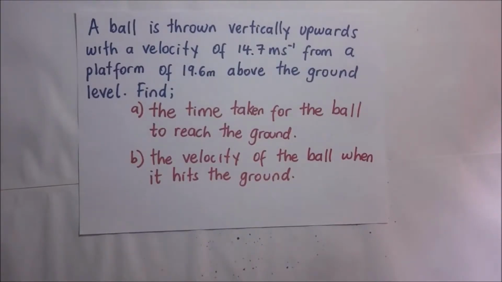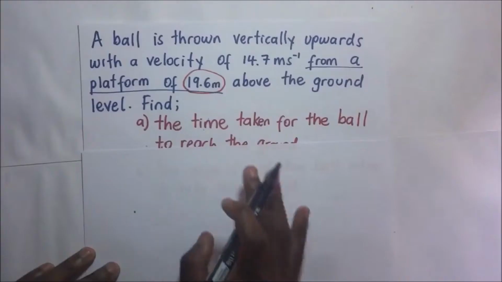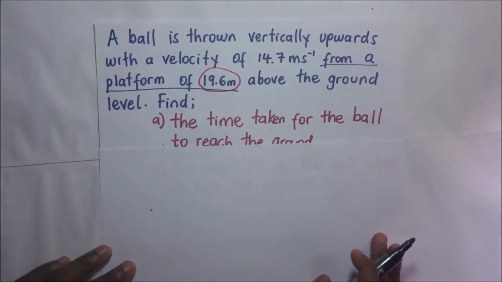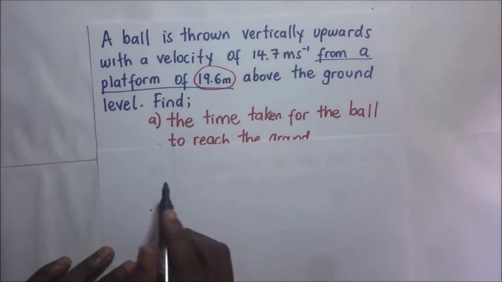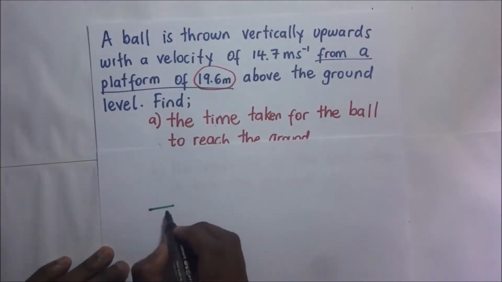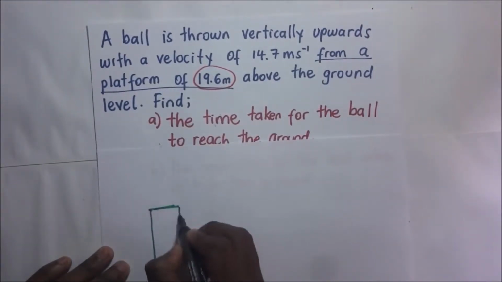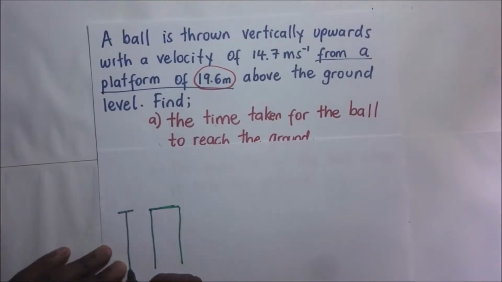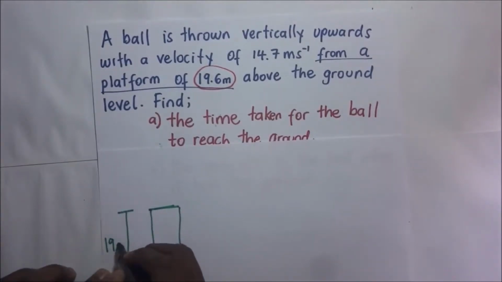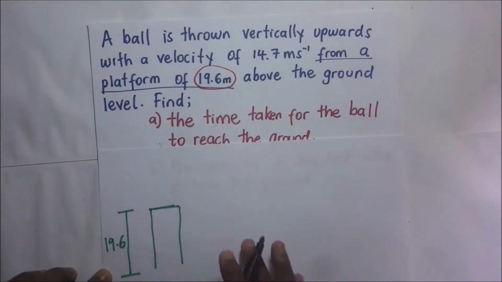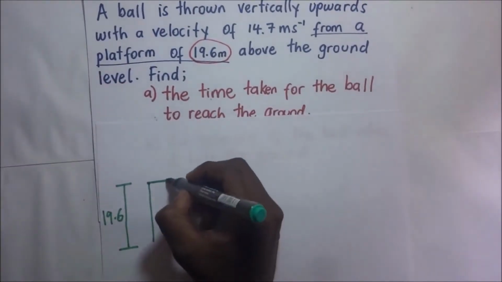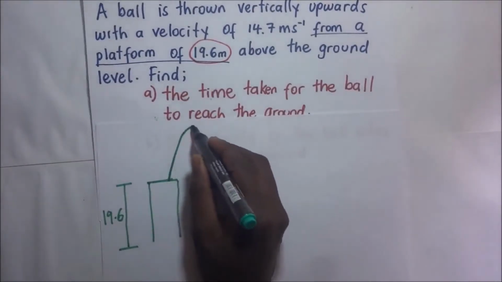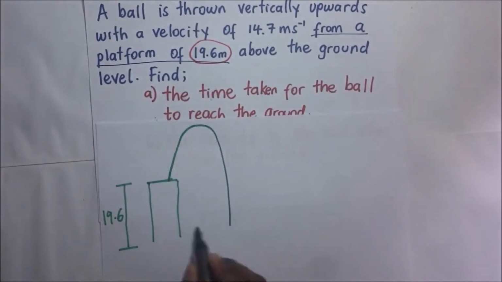Now, again, we'll summarize our questionnaire in a diagram. A ball is thrown vertically upwards from a platform. This is the platform we're talking about right here. This platform is 19.6 meters above the ground, and this ball is thrown vertically upwards, so it will go up then come back down. This is our ground.